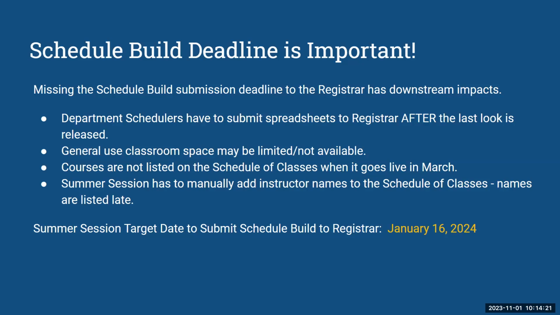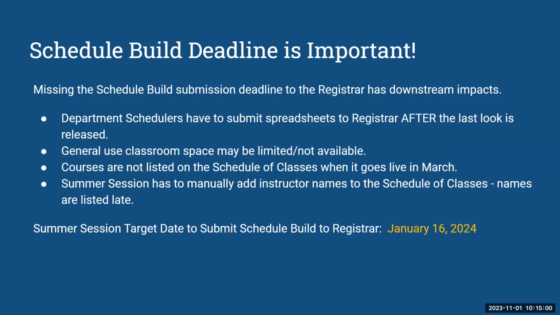Exactly, Kimberly. Also, general use classroom space may be limited or not available. You're going to have to be flexible because your first choice is probably not going to be available at that point when you miss that deadline. And then the other thing is that summer session will not post names on the schedule for grad students who need to be approved through the IA system, by grad division, by GEPA. And then we also won't put names on if it's a visiting instructor who needs to be approved by the Dean of Undergrad Education.